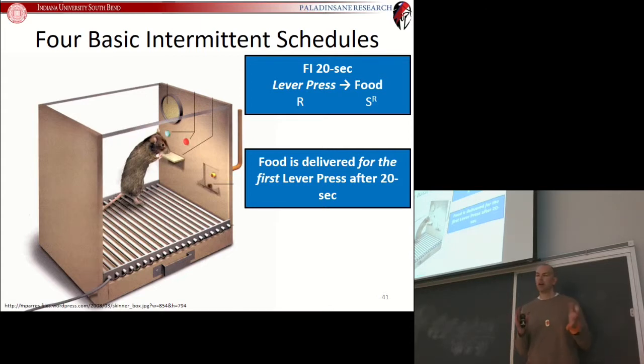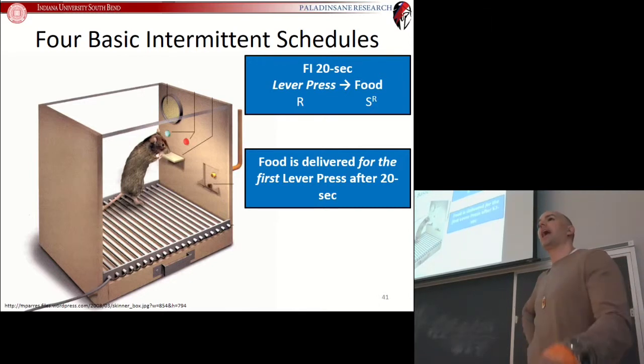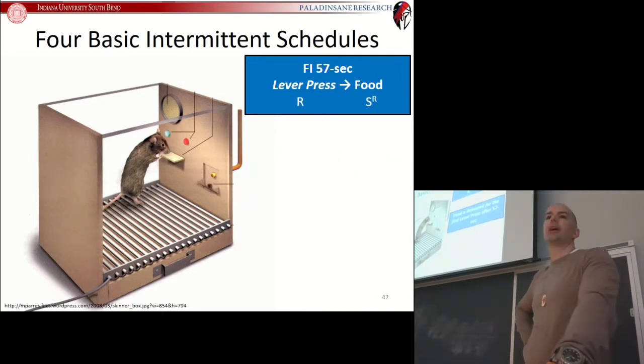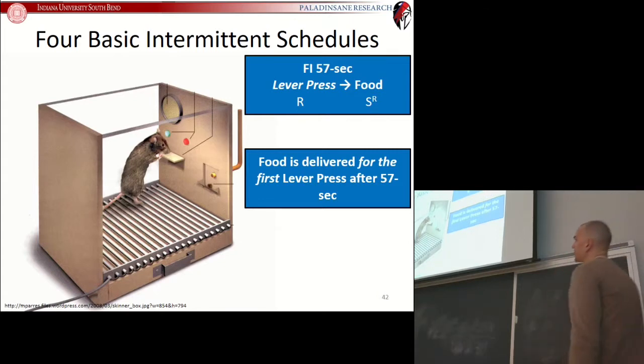So the behavior that occurs here occurs because our own internal clocks, our own internal time mechanisms, are not as accurate as a watch is. So if Sniffy was on a fixed interval 57-second schedule, again, what that means is that any responses during the 57-second interval do nothing. They don't accumulate. They don't do anything. They're wasted responses. But that very first response after the interval is going to be reinforced.